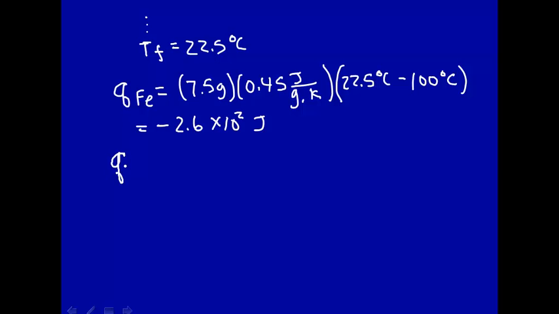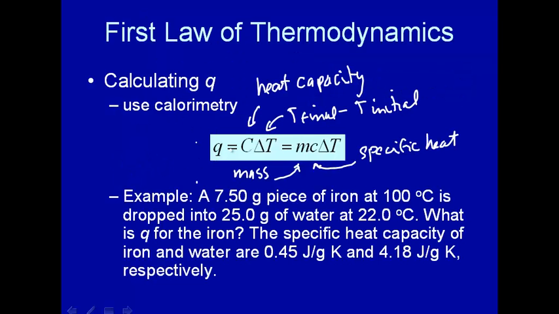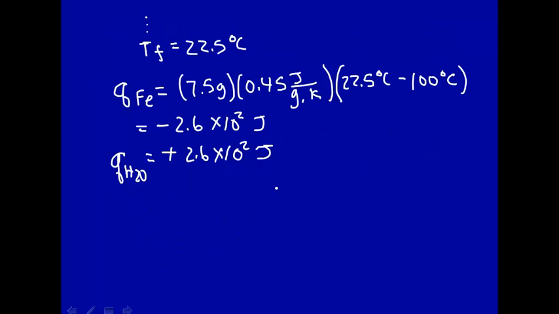So Q for water will then be plus 2.6 times 10 squared joule, because Q is the only form of energy that's transferred, and it's an isolated or insulated container, and therefore the Q lost by the iron has to equal Q gained by the water. That's generally how you calculate Q. You have to know heat capacity or a specific heat times mass. Actually, let's go back here.